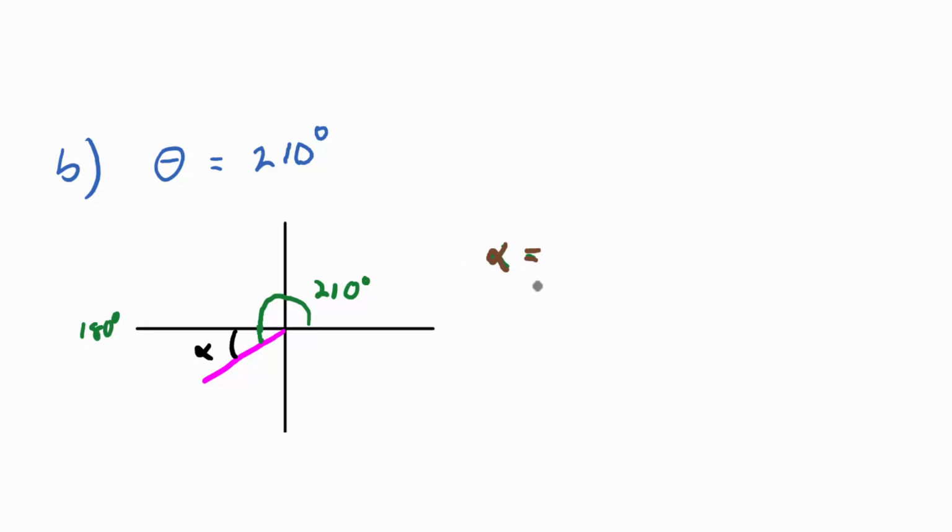Okay, so what's alpha going to be? Don't tell me the process for getting it. You take the bigger angle, which is 210, minus the straight angle, 180. And what does that give you? 30 degrees. Easy enough? That's how you find alpha, the reference angle, if your given angle is in the third quadrant.